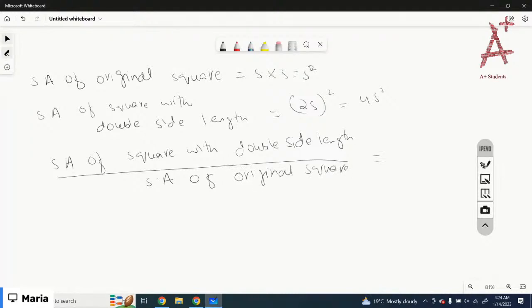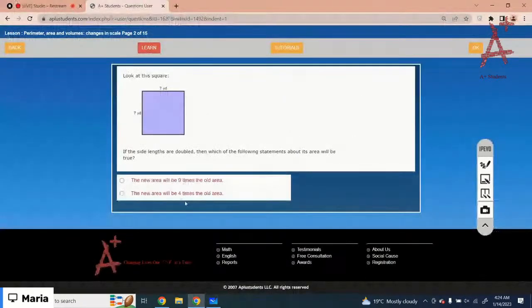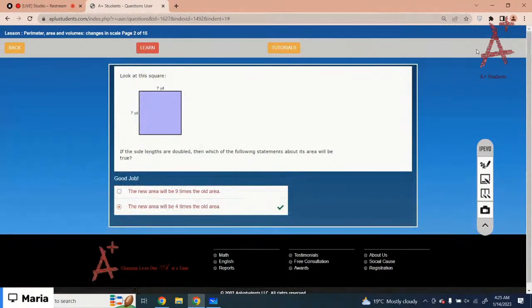So it would be 4s square divided by s square. S square and s square cancel out each other. You are left with 4. That means the surface area of the square with double side length is 4 times the surface area of the original square. Got it? That means the new surface area will be 4 times the old surface area. Got it? So just select the correct option and click on the OK button.